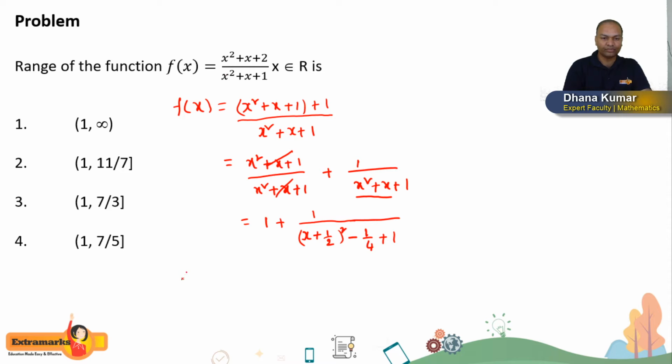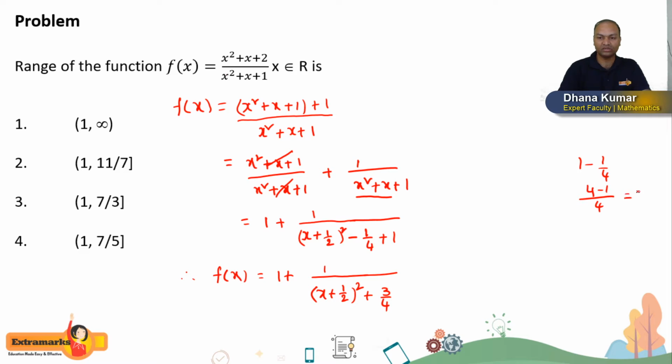So therefore f of x is equal to 1 plus 1 by the given quotient, x plus 1 by 2 whole square plus 1 minus 1 by 4. 1 minus 1 by 4 is 3 by 4. Understood? 1 minus 1 by 4: LCM is 4. 4 ones are 4. 4 minus 1 is 3. So the answer is 3 by 4.